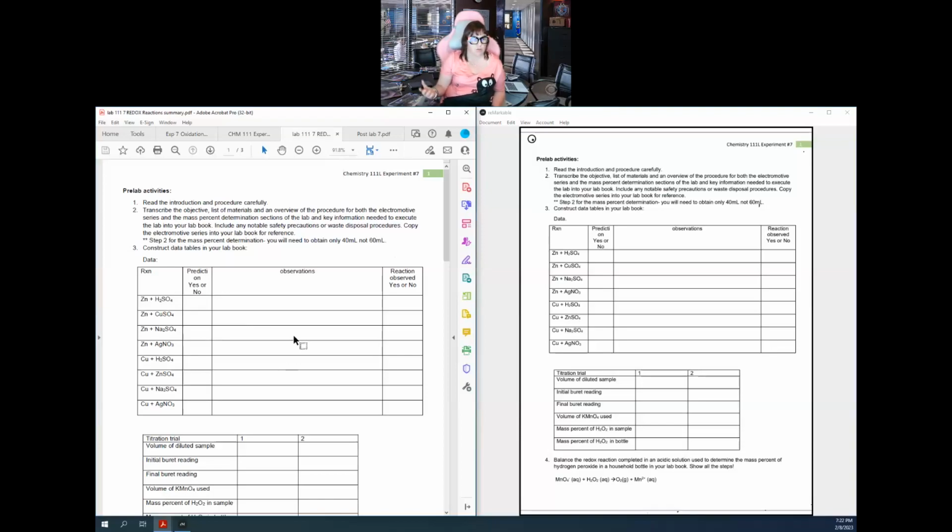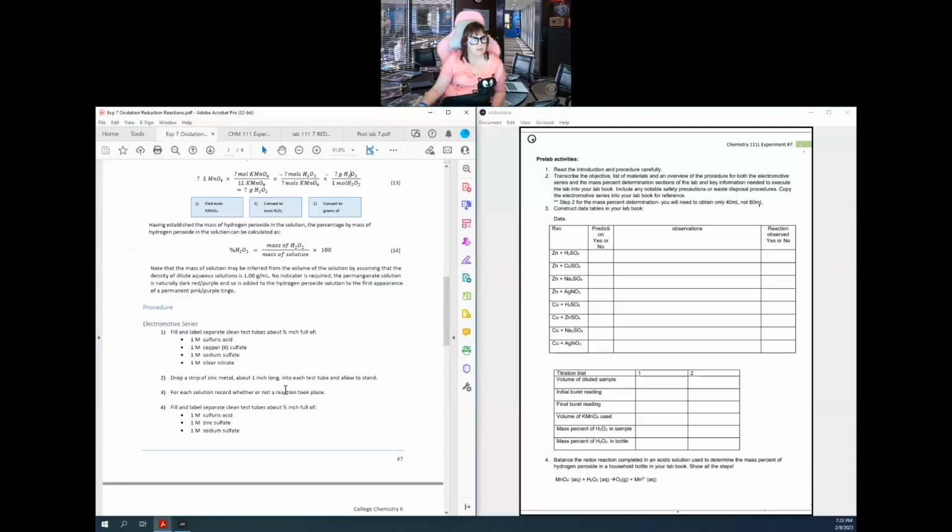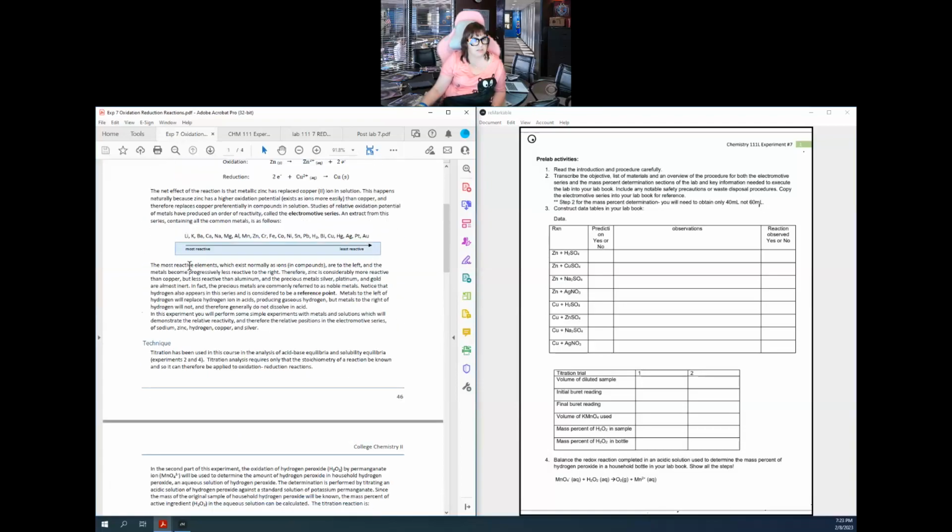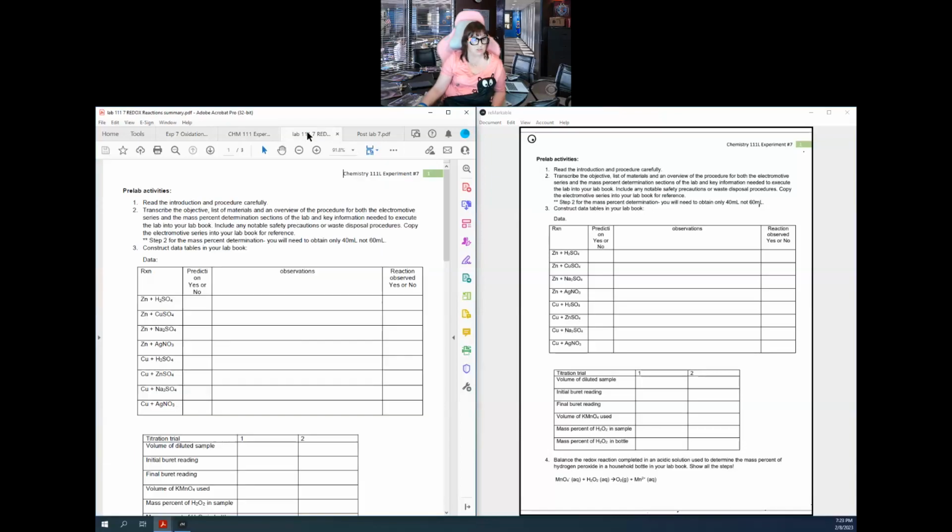Now, we asked you to make a prediction. Would any of these things occur? What I would tell you is if you're going to do the predictions, you should be looking at either the electromotive series that's in the lab manual, so this guy right here, or you should be looking at the standard reduction potentials for these to see if you think that reaction is going to happen. So what we're going to be doing is looking at each of these reactions. And we're going to do that with those simulations that we have available.